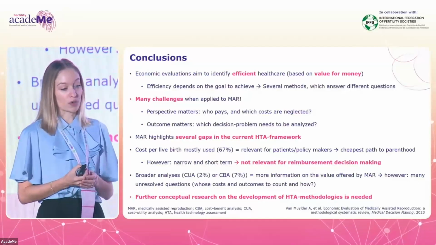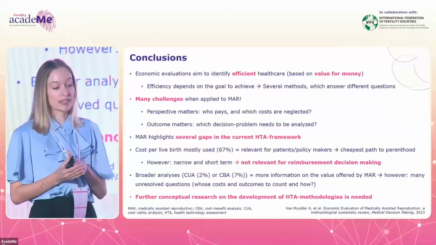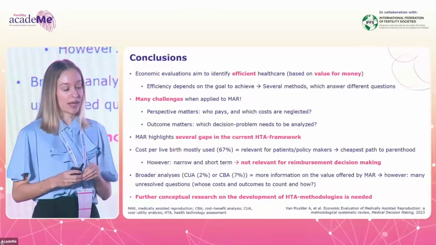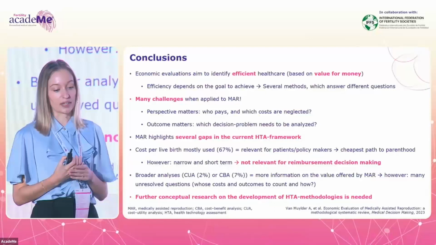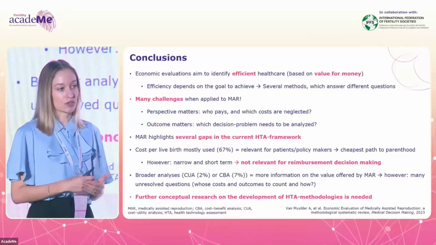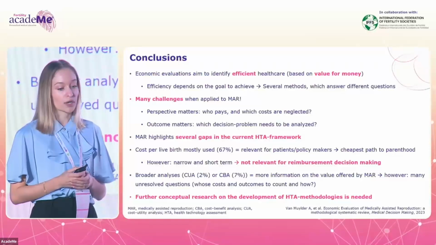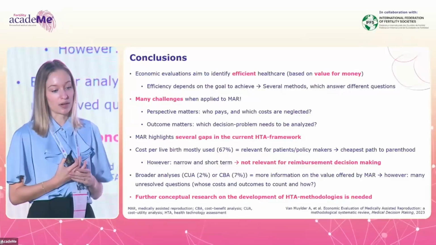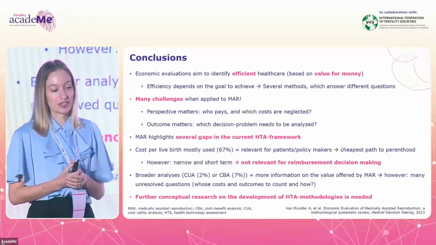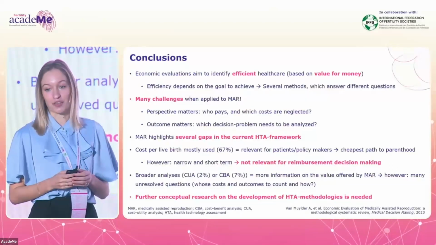So we saw that the cost per live birth was the mostly used, and this is relevant for patients and policymakers to show them the least expensive way to reach parenthood. However, these are narrow and short-term calculations, and they cannot inform policymakers to make reimbursement decisions. For these decisions, we need broader analysis like cost-utility analysis or cost-benefit analysis because they offer more information on the value of MAR. However, there are many unresolved questions about how to perform these types of analysis in the context of MAR. So our final conclusion is that we need further conceptual research on the development of HTA methodologies in the context of MAR.